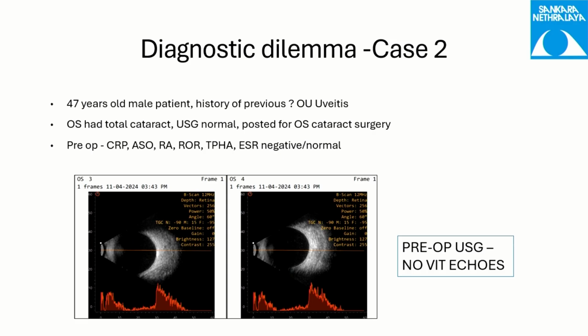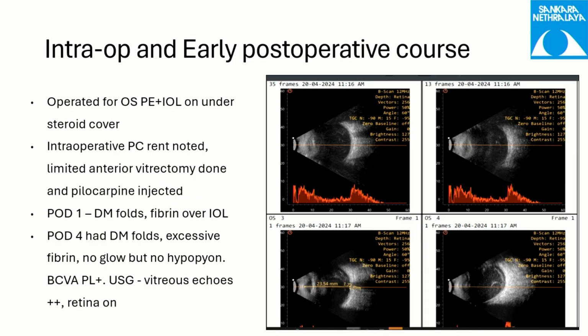So the second case, this was diagnosed elsewhere as a case of uveitis but not treated. He came with a complicated cataract. The anterior segment picture was suggestive of some uveitis, something like Fuchs. And sorry, again I don't have an anterior segment picture pre-op. So this was the ultrasound, hardly any echoes. And he underwent phaco-IOL with anterior vitrectomy. Intraoperative PCR was noted, but the IOL was placed in the sulcus.